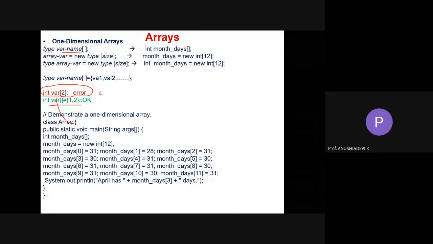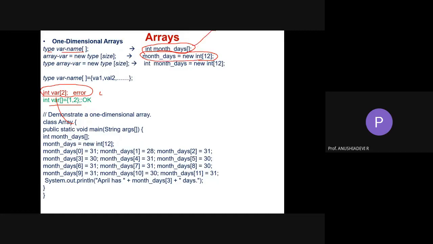So how you have to declare the variable means, you have to declare the variable like this. Int months of days. This is a variable name, month days. And then after the declaration, you have to specify the size at runtime by using dynamic memory allocation, the new operator.